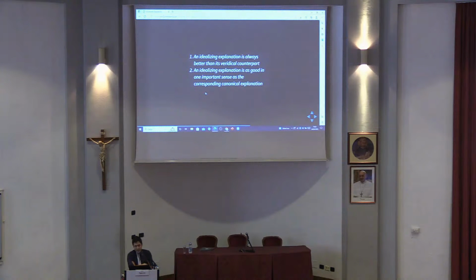And then Strevens claims that an idealizing explanation, or an idealized model, is always better than its veridical counterpart. In this case, it's always better than the actual fine-grained description that you would give. It's always better than the analog of the cannonball having the mass of 907 grams. And also, in one important sense, it's at least as good as the corresponding canonical model that you could give, the coarse-grained description which is true. Just to explain why he thinks these two things.